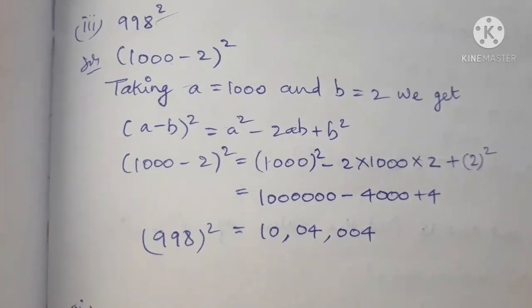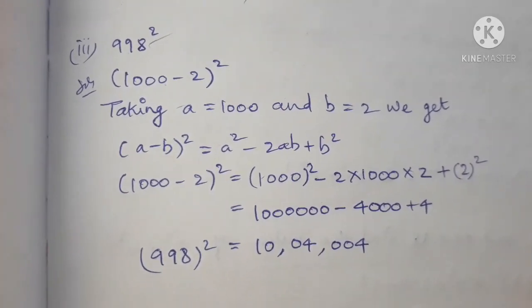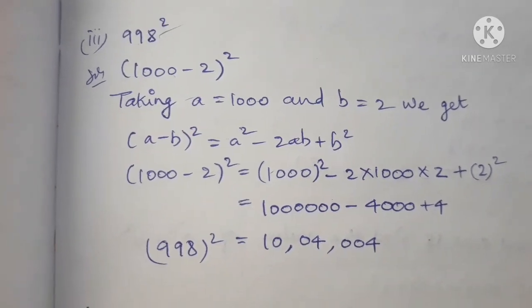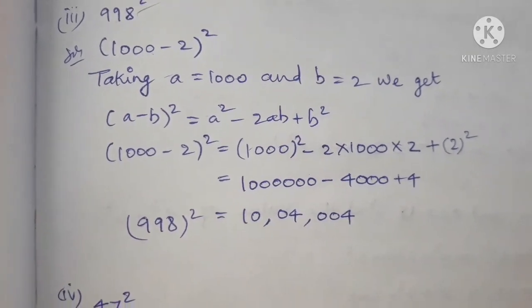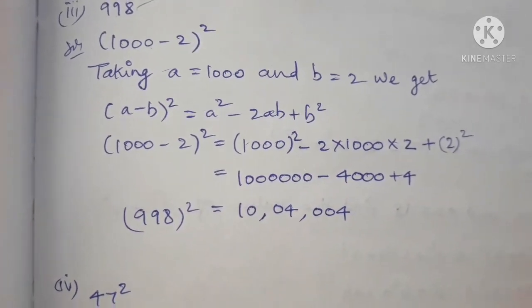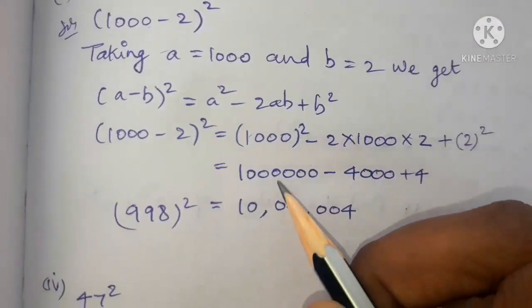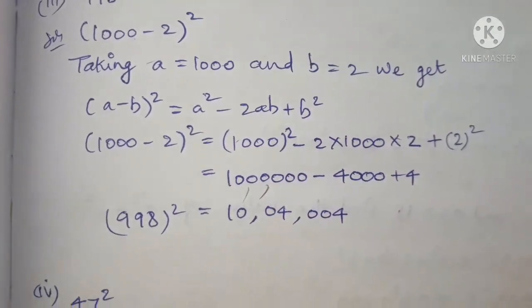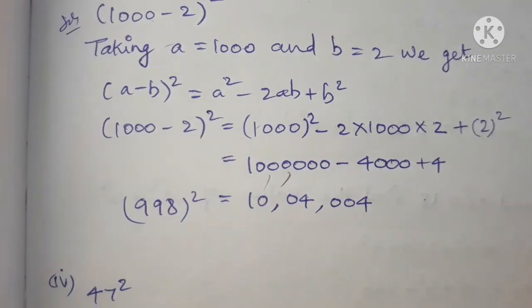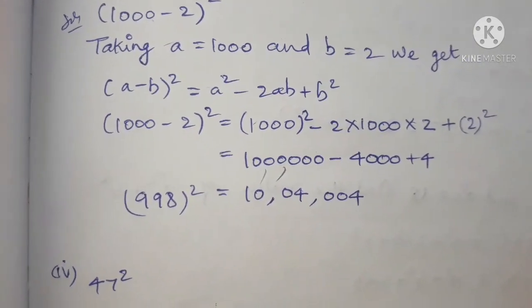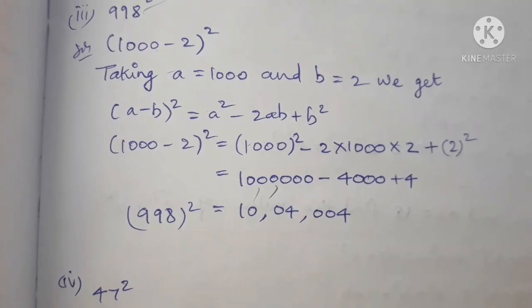The formula, when you substitute the values in that formula, you will get (1000 minus 2) whole square equal to 1000 square minus 2 into 1000 into 2 plus 2 square. It is a big number. 10 lakh minus 4000 plus 4. So your answer will be 998 whole square equal to 10 lakh 4004. Okay.